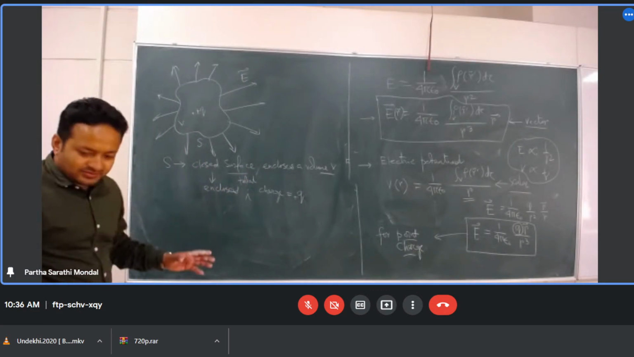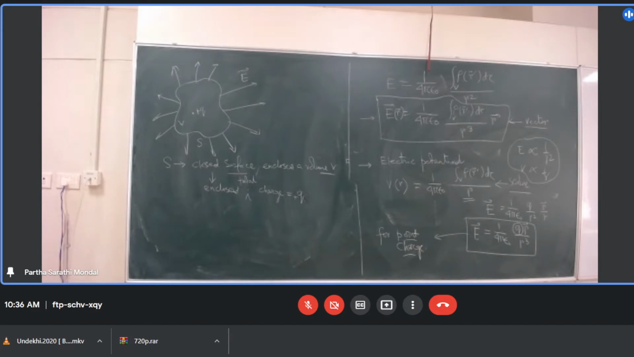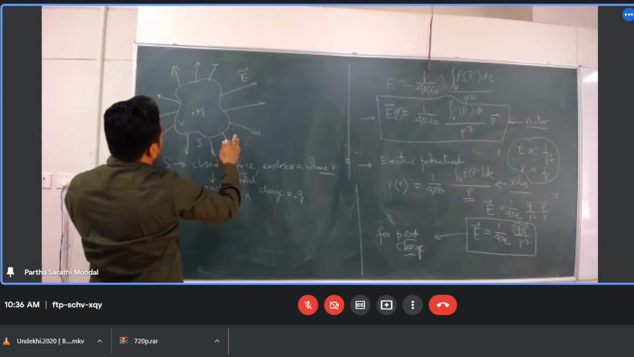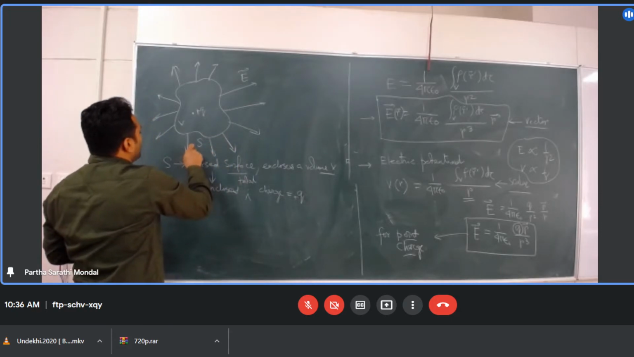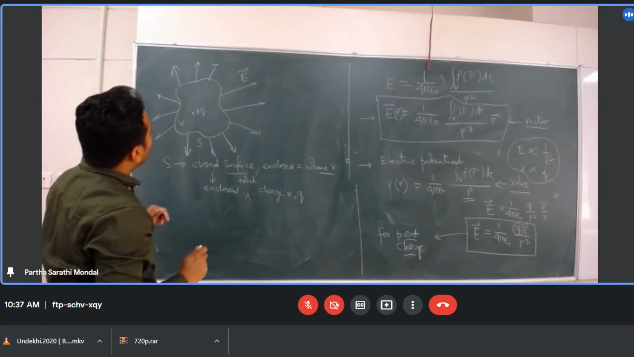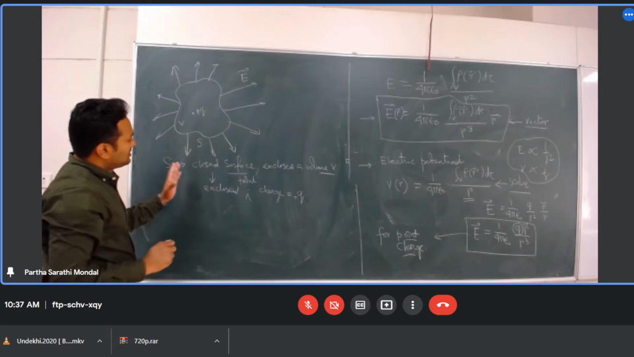Recall an analogy. Suppose you have a balloon filled with water, and now you have several holes in the balloon. The water will come out from each hole, and each water line coming out you can consider as the electric field for a single point charge like this. Okay, so this electric field is a kind of flow, and the total flux coming out is actually given by the Gauss law.